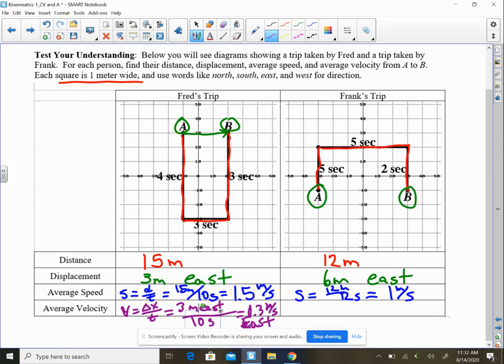Was Frank faster? Well, if we look at velocity, his speed was not, but was his velocity? So again, if we do displacement over time, Frank had a larger displacement. Frank's displacement was 6 meters to the east, and his time to do that was 12 seconds. And so if you look at that, he had a velocity of 0.5 meters per second to the east. So although Frank's speed was not as great, his velocity was greater.